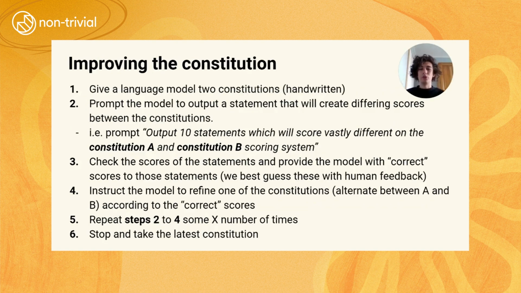To improve the Constitution, we give a language model 2 constitutions which are handwritten. We then prompt the model to output a statement that will create differing scores between the constitutions. We then check the scores of the statements and provide the model with correct scores for those statements, which are our best guess with human feedback. We then refine the constitutions, alternating between A and B, according to the correct scores. Then we simply repeat steps 2 to 4 some X number of times. Finally, stop and take the latest constitution.